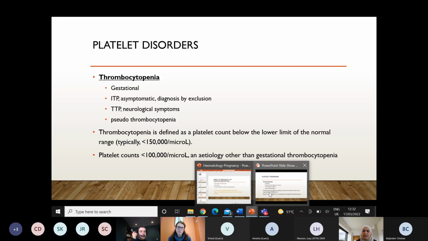And regarding delivery plan, if the platelets are more than 100, they're pretty safe to even have a home delivery or deliver in a birth center. I do normally allow them.